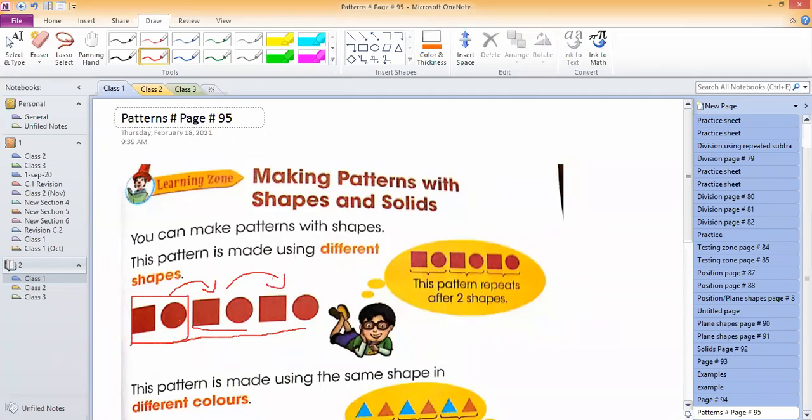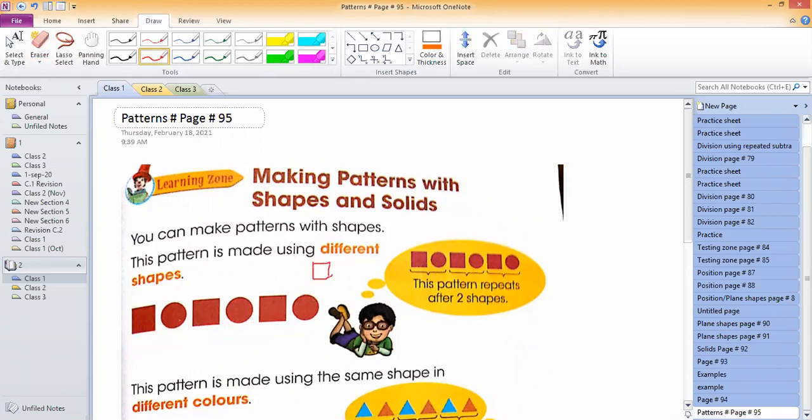So I identified the pattern. This is a repeated form. Shapes are repeating in the way that there is square first, then circle. So if I ask you which shape will be next, you will say, sir, it will be square. It will be square.